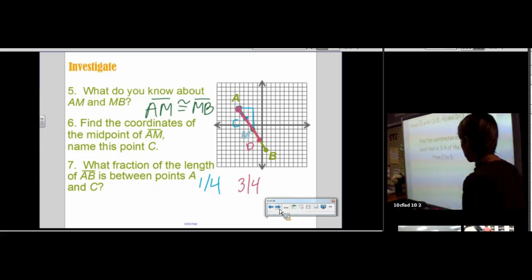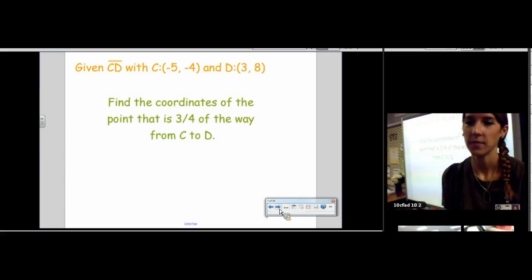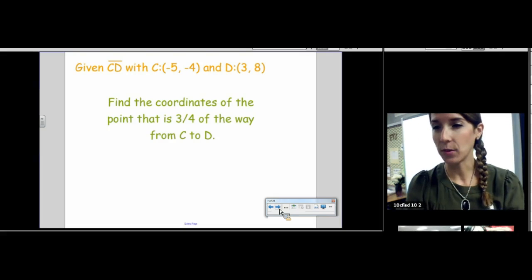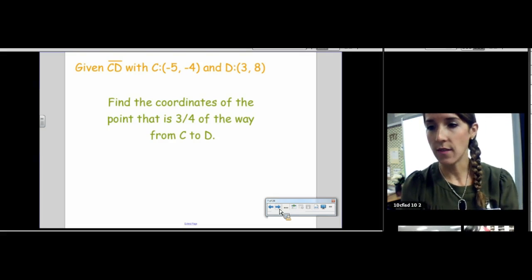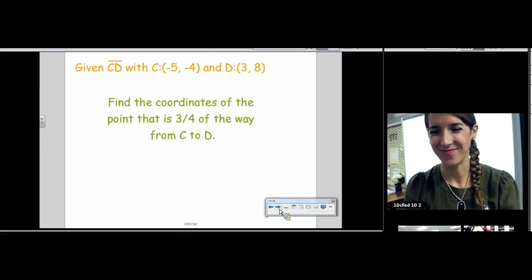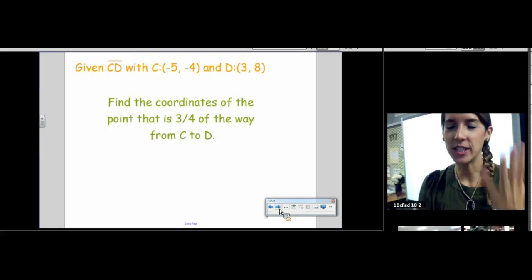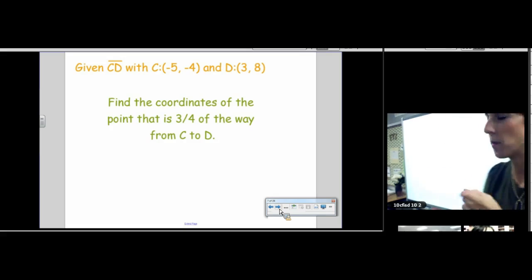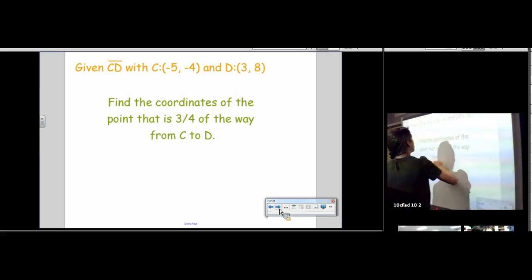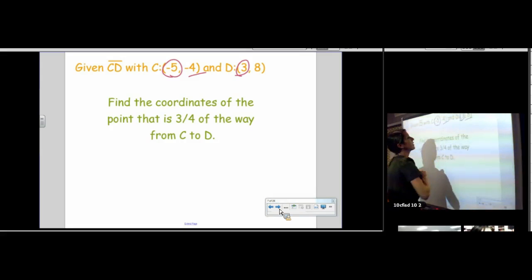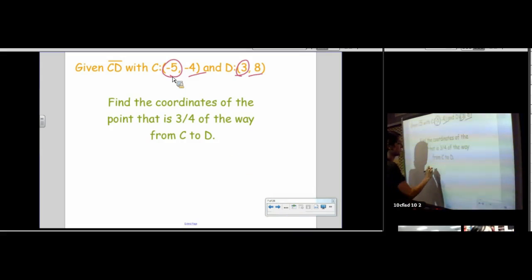Okay, let's let you actually try one. Given CD with C at (-5, -4) and D at (3, 8), find the coordinates of the point that's 3/4 of the way from C to D. What will be our first step in this problem? Good, midpoint formula. I love the way you think. So, we're going to circle our X's and underline our Y's, and we're going to do the midpoint formula first.